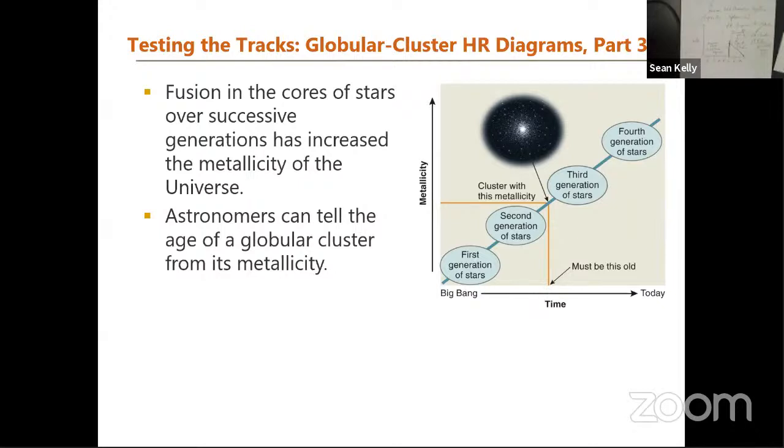And you can think about that. The Milky Way is 13.3 billion years old. Our sun is only 5 billion years old. So the first stars formed 13.3 billion years ago. And by the way, we can see them in these globular clusters. That's actually how old we know the galaxy is.